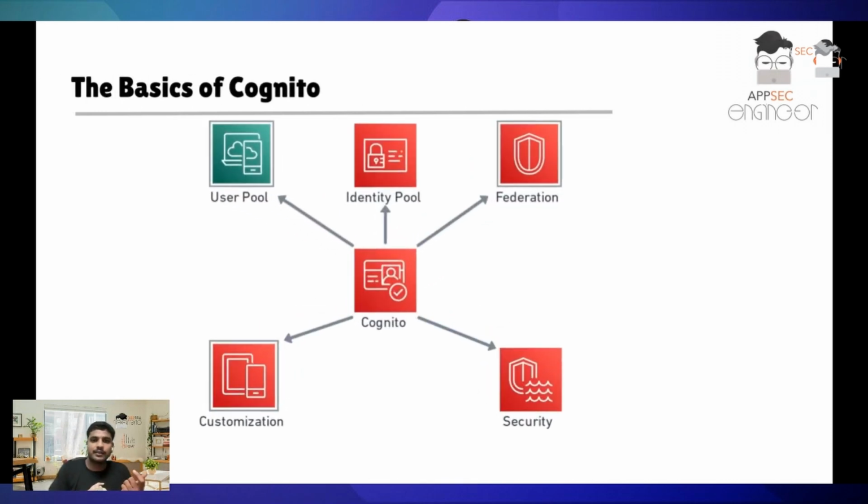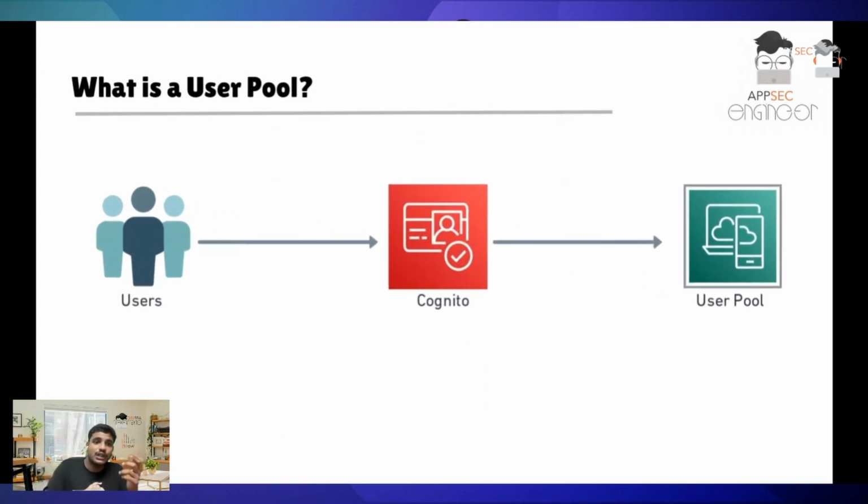Now, like I discussed, the basics of Cognito: user pool, identity pool, federation, and the security features that Amazon Cognito provides, and a few customizations that we can do.